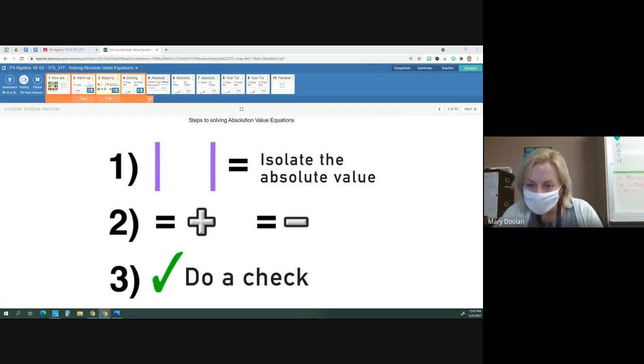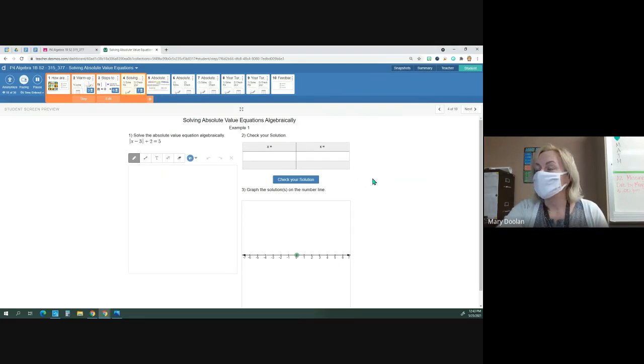So there's a question here. It says, in an equation, the values inside the absolute value lines are done first, right? Yes, they are. That is correct.